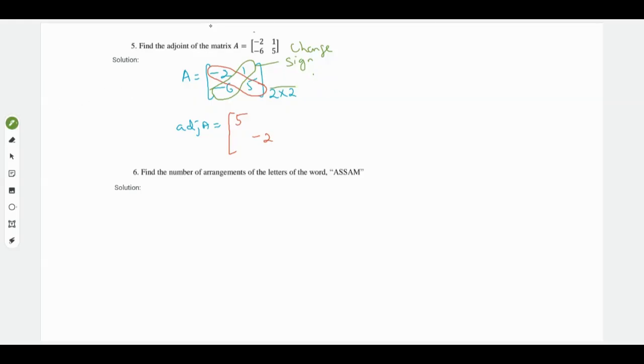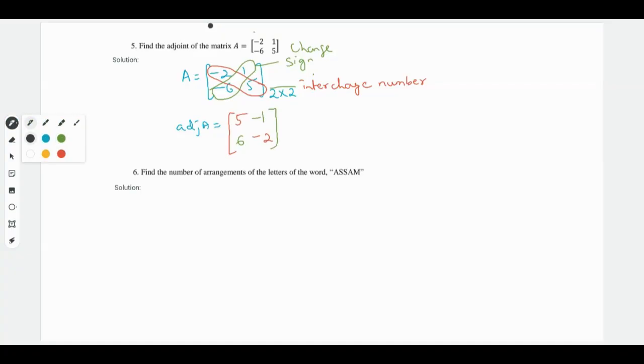Here we'll interchange numbers. It will give you the adjoint of matrix C. So here we are interchanging the sign. Certainly, negative will become positive, positive will become negative. So this is your adjoint of A.